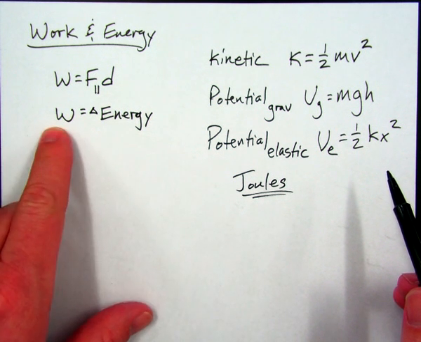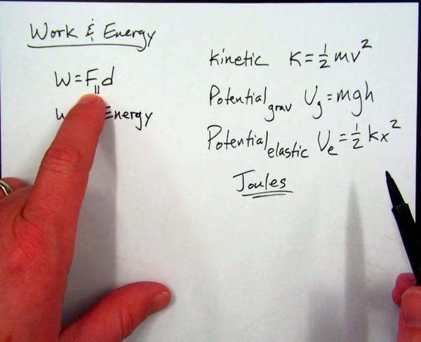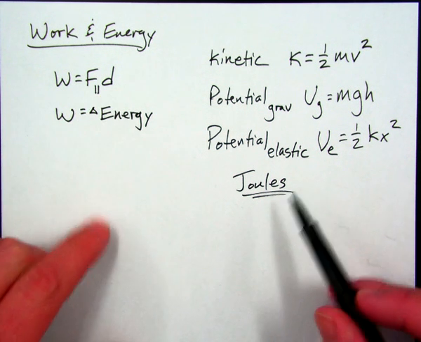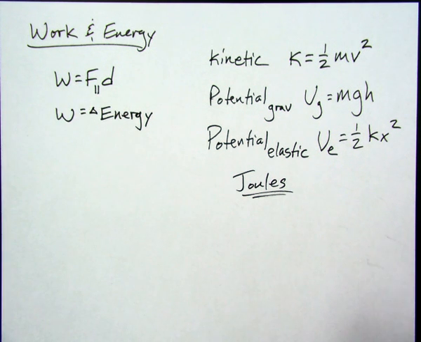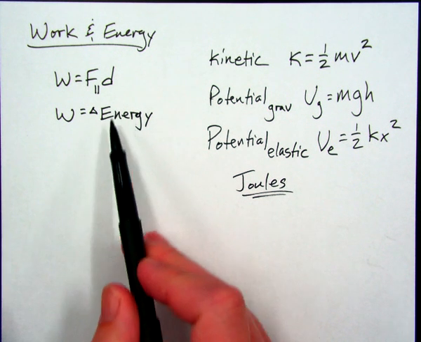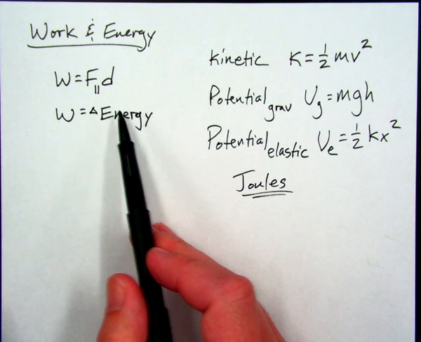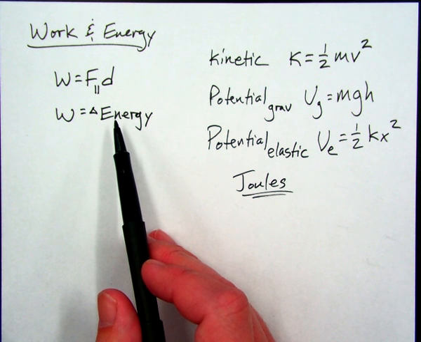Now, from our definition of work here, work is force times distance. Force is newtons, distance is meters, so a joule is the same as a newton meter. One of the things that we'll see in this unit is that when work is done on an object, it contributes energy to the system, or sometimes it takes away energy from the system, if it's work done by friction or something like that.